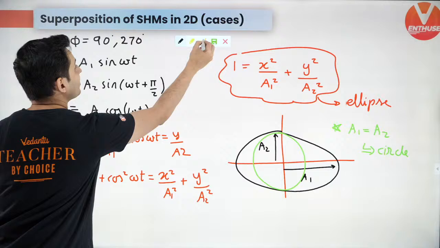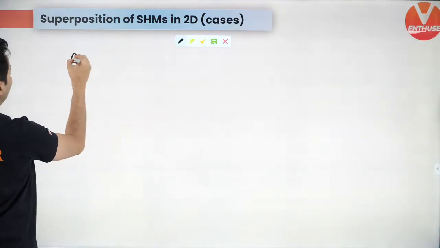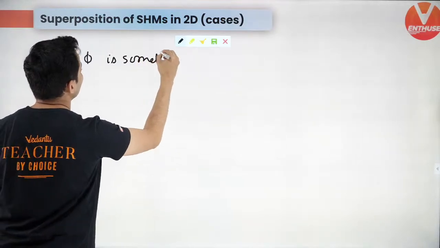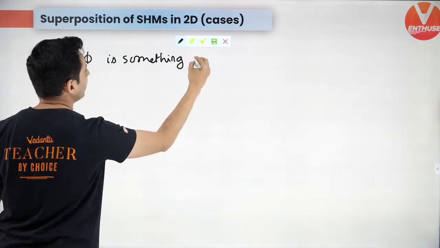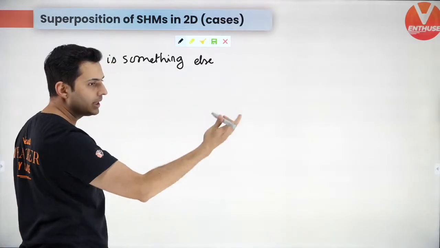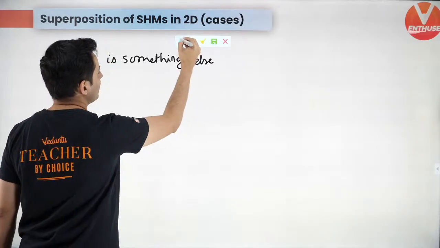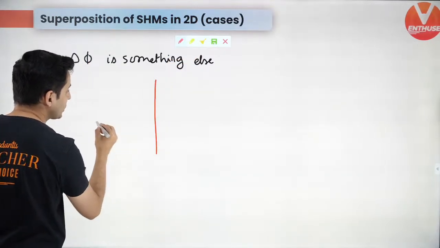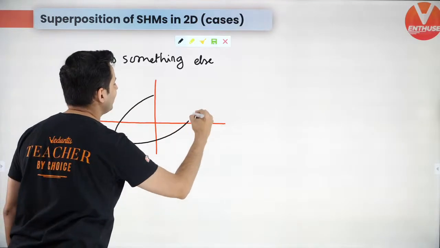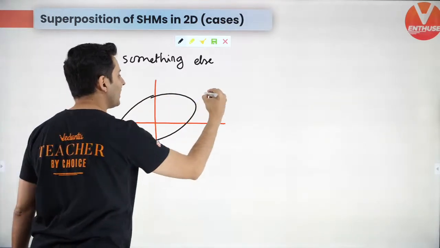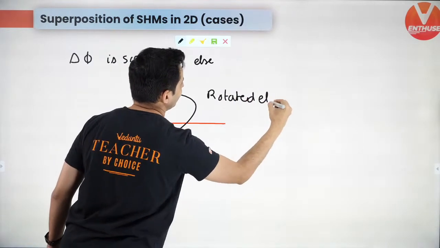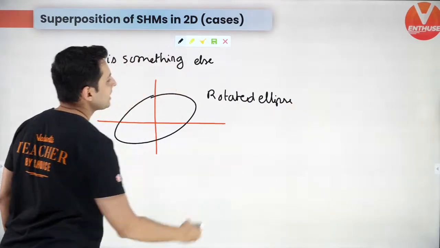Okay, now you'll be like, sir, what if del phi is something else? That equation is not there in our syllabus. Something else means apart from 0, 90, 270, etc. That equation is not there, but you should remember the shape. You know what the shape is? The shape is nothing but still an ellipse, but this is a rotated ellipse. This is nothing but a rotated ellipse.